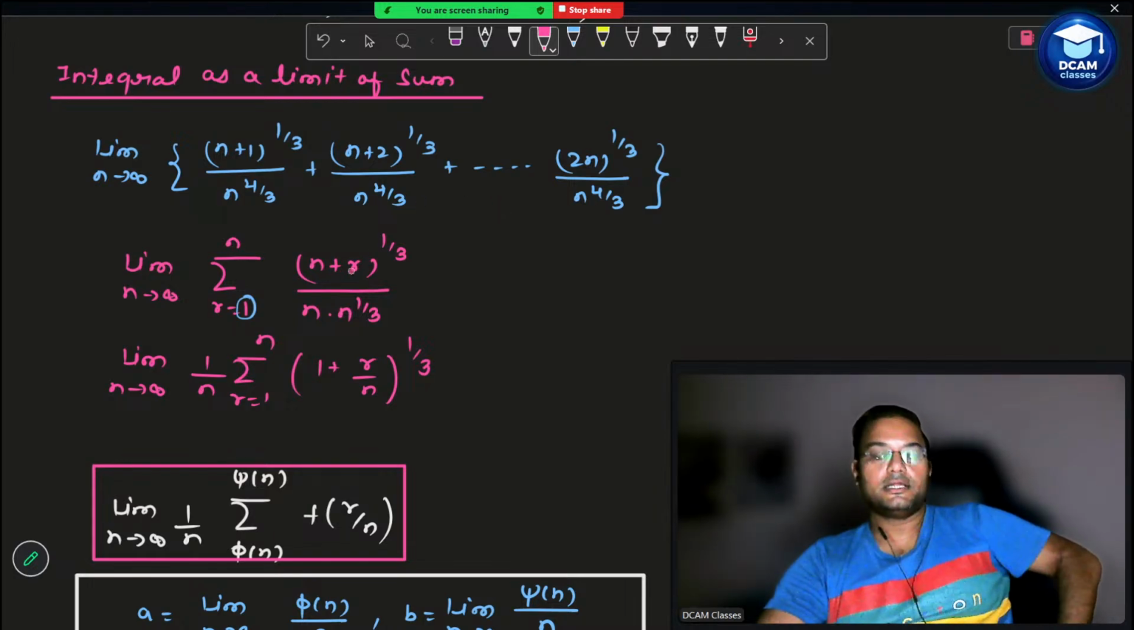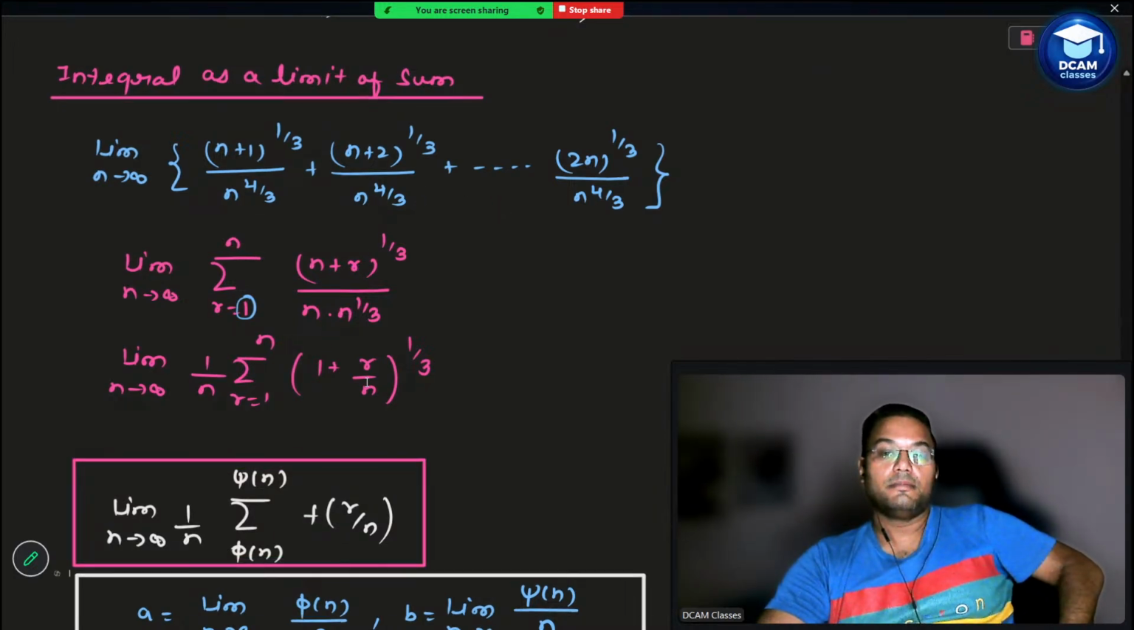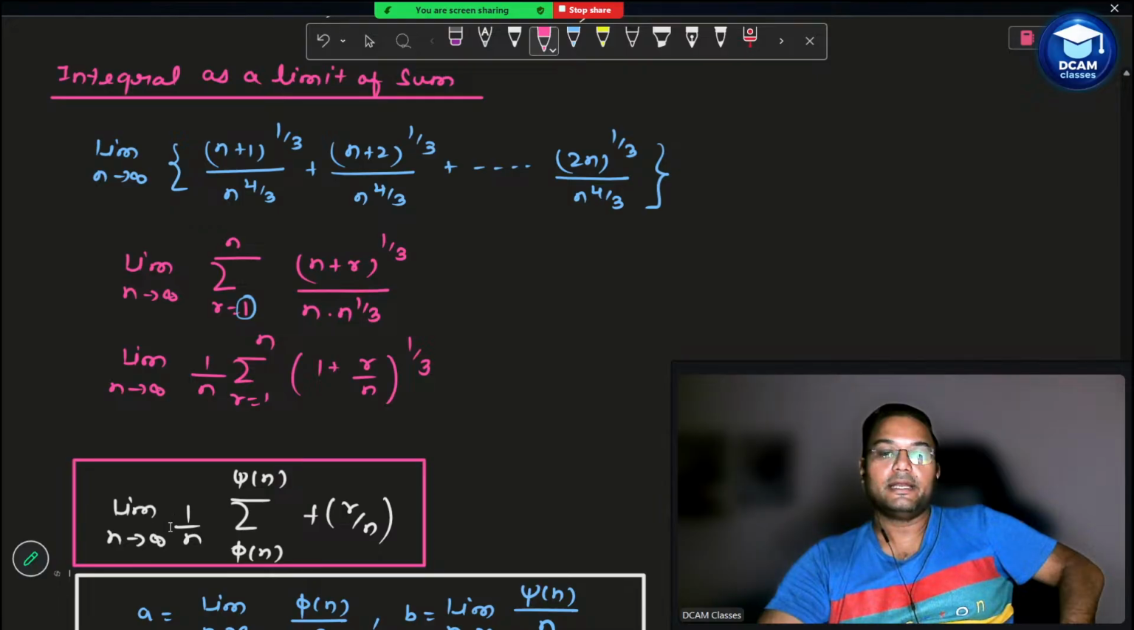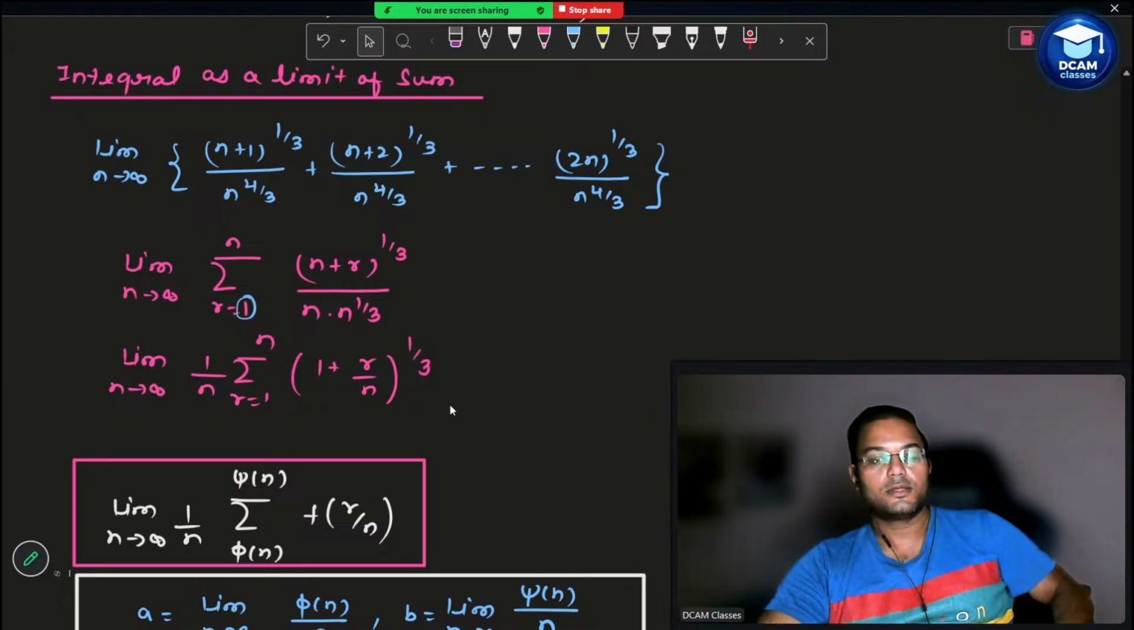Here I have written the rth term, because we need to get 1 by n outside of sigma. It's going from r is equal to 1 to n. 1 by n I have taken outside, and then it became n plus r by n into n, power 1 by 3. And I have taken n outside, it becomes 1 plus r by n whole power 1 by 3. Okay, Samrit, okay now?